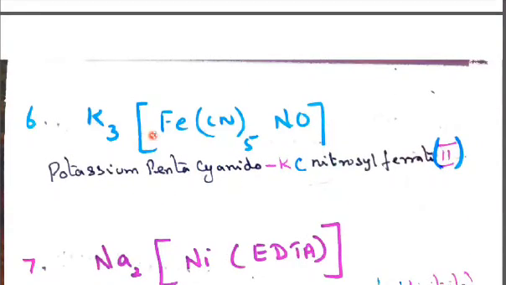Next example, K3[Fe(CN)5NO]. In this, potassium is the cation and the full square bracket is the anion. So first we say the cation, potassium. This is the counter ion because it is outside the square bracket, so we neglect the number and say only potassium. Then within the square bracket we come from right to left. The central metal should be said last. Here one ligand is called nitrosyl and the other is cyanido-kC. C comes first and then N.